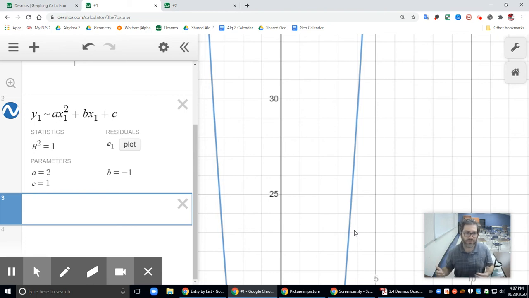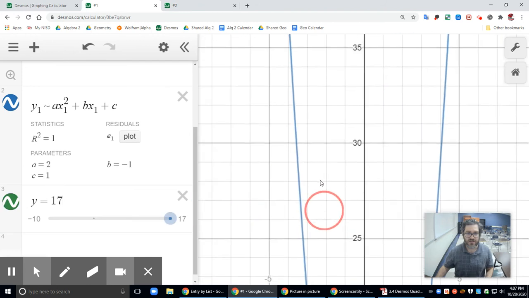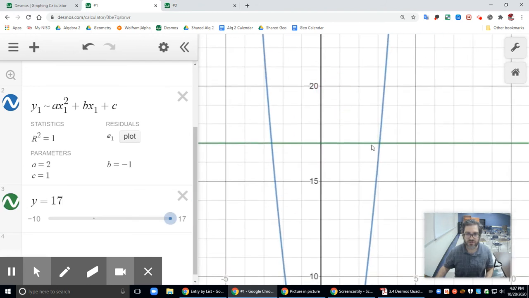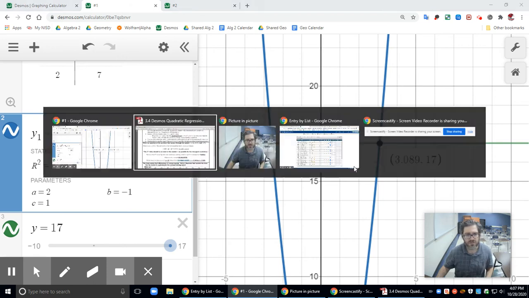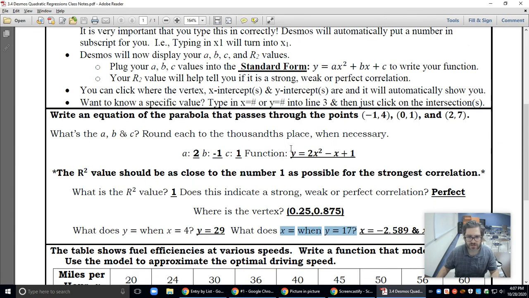What's the input if your output's 17? All you have to do, again, just type in y equals 17 and look where they intersect. So I got to scroll down here a little bit. Click here, and these are my two x values when y equals 17. So it's pretty easy to use in that sense.